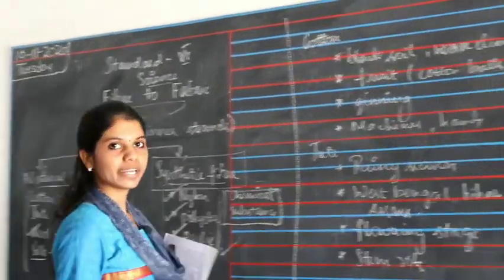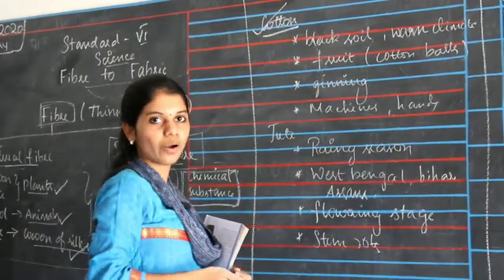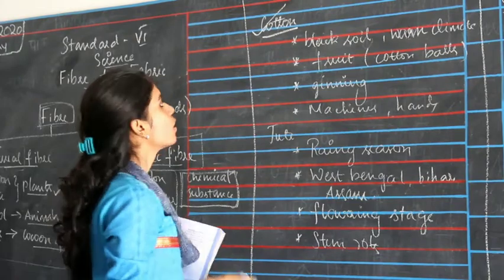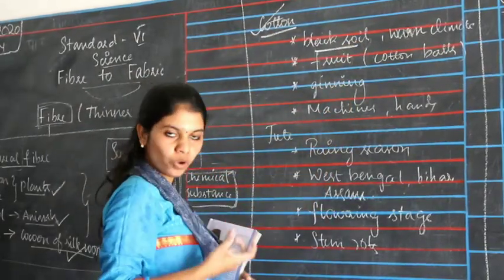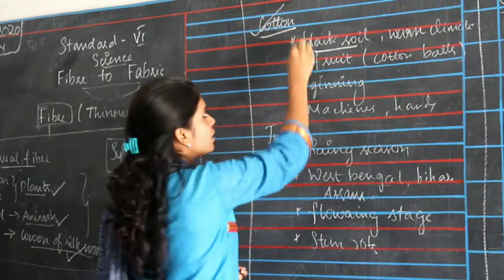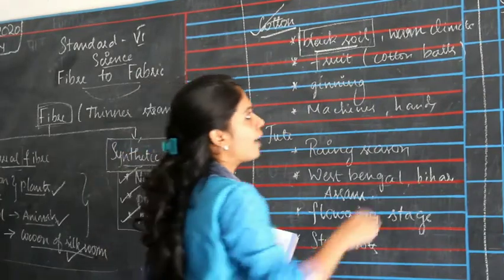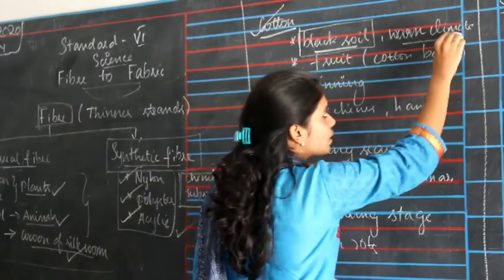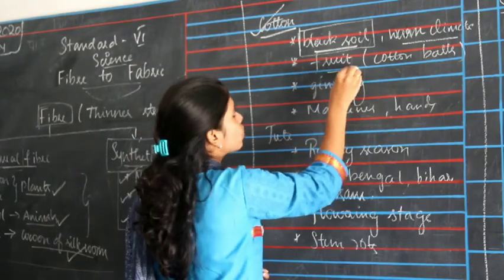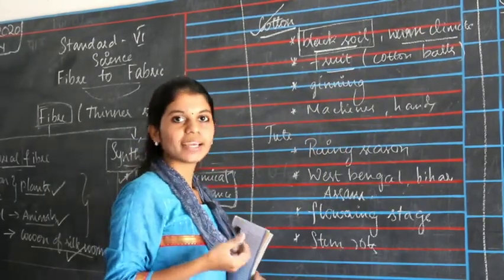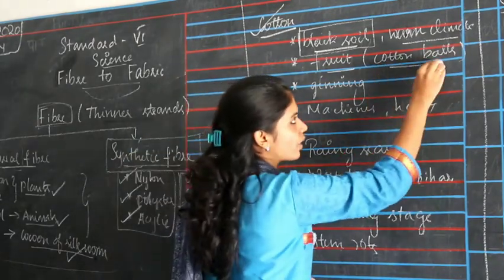So let's look into cotton. Where is it cultivated and what are the things we need for cotton? Cotton is cultivated in black soil because it needs more nutrition, and black soil is a soil where we can find more nutrition, and it wants a warm climate so that it can ripen fast. The fruit of the cotton plant looks like a lemon. It is called cotton bolls.